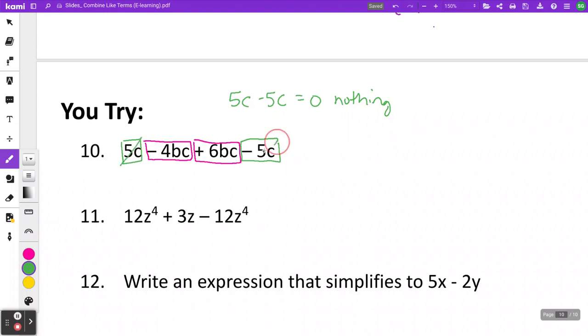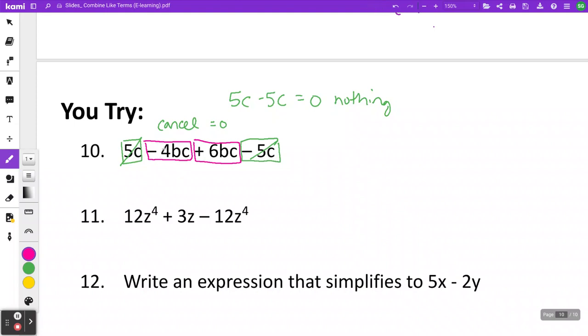These equal 0, and so that term with C leaves the problem. There are no more C's in my answer. And so I'm just going to write that word cancel there in green. Cancel because it equals 0. So the only type of term I have left are my BC's, this pink part right here in the middle. So I can do math with those.